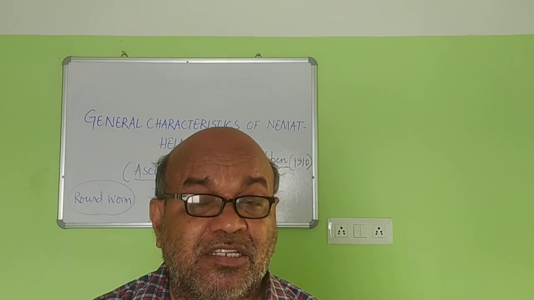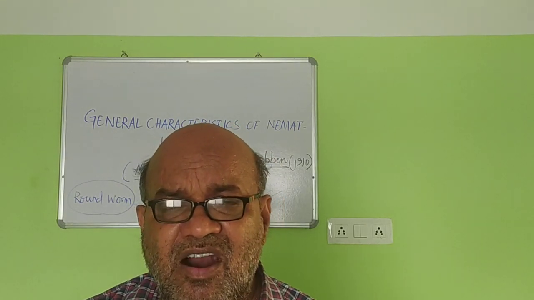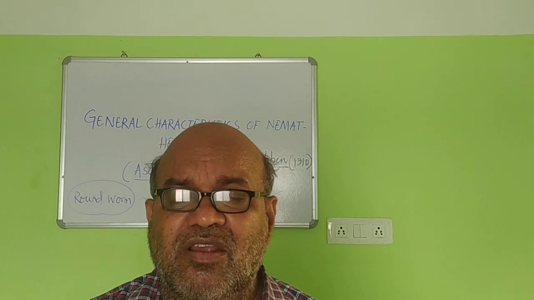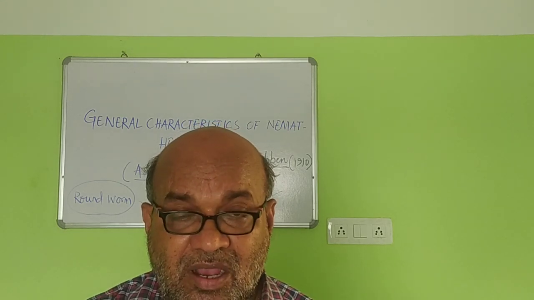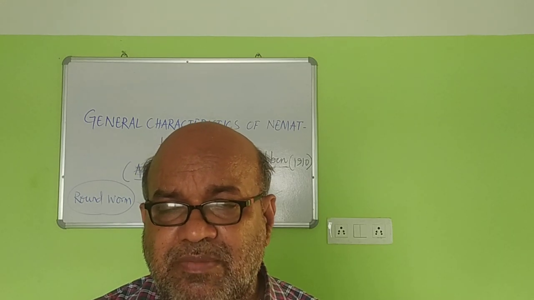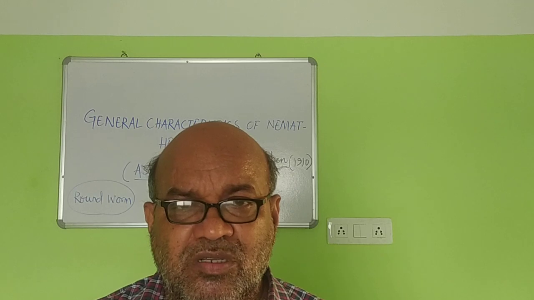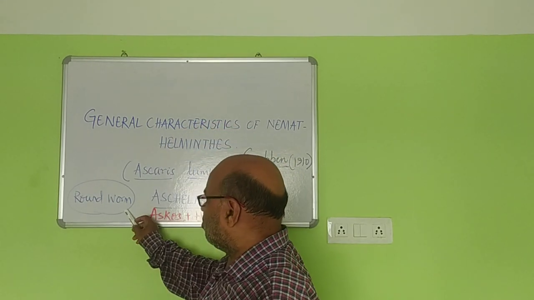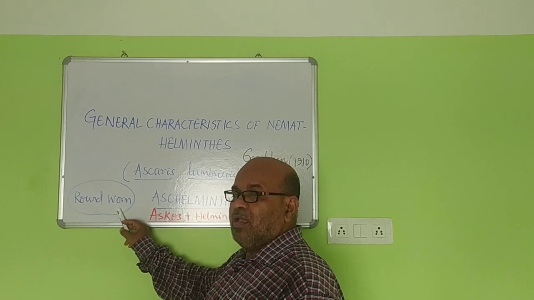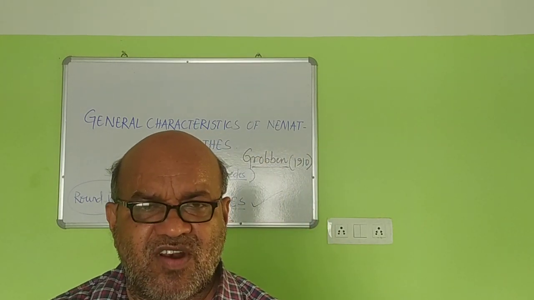By these aspects, we can differentiate the Aschelminthes or Nemathelminthes from other helminths and other organisms. The animals which remain under the Aschelminthes or Nemathelminthes are usually called roundworms, R-O-U-N-D, round, W-O-R-M. Roundworm in the singular, roundworms in the plural.